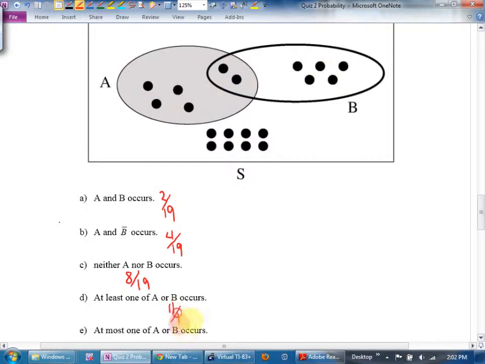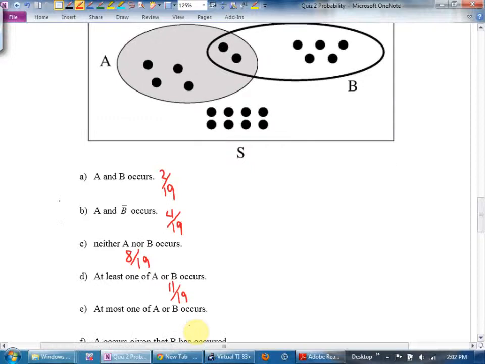At most one of A or B occurs, but not both. Dylan, what do you think?